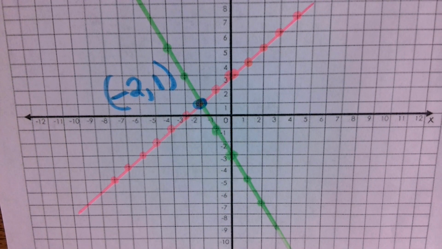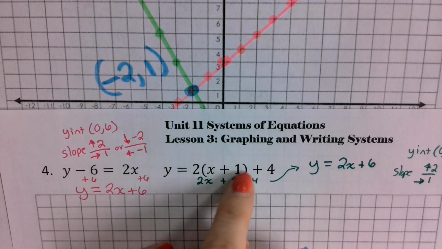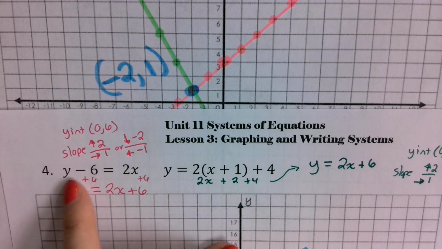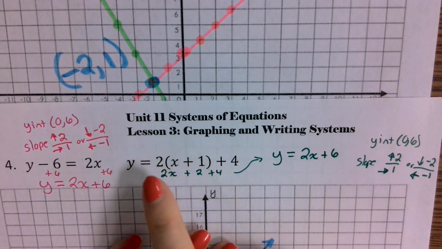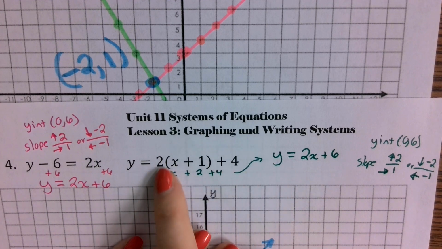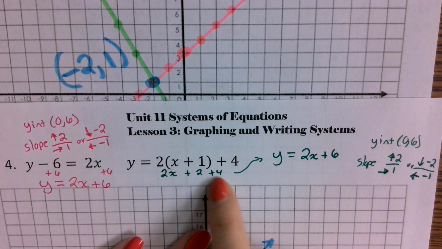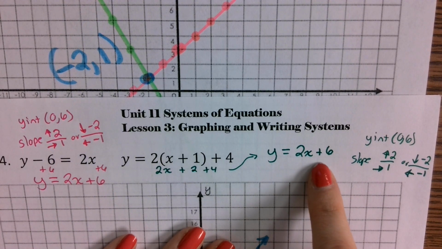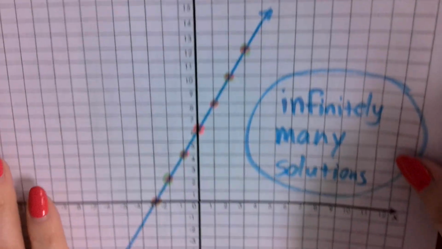And then for our last problem, our equations were not quite in slope-intercept form, but they're very close to it. For y minus 6, if I just add 6 to the other side, it gets y by itself. So I get the equation y is equal to 2x plus 6. For the second equation, I need to distribute and combine like terms first. If I distribute, I get 2 times x and 2 times 1, so 2x plus 2. And then I still have this plus 4. I can add the 2 and the 4 together to get the exact same equation, y is equal to 2x plus 6. Since they are identical equations, there are infinitely many solutions.